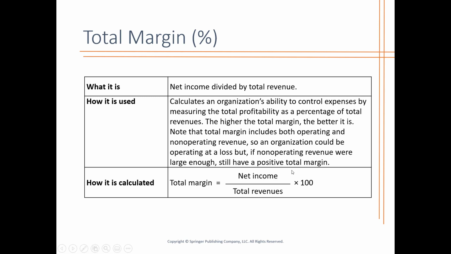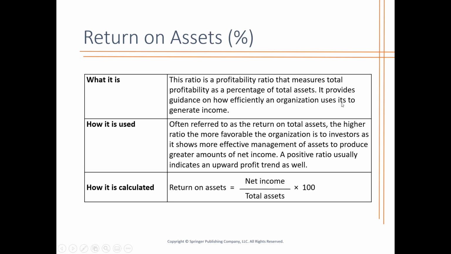Then we move on to a total margin percentage. This is net income divided by total revenue. This calculates the organization's ability to control expenses by measuring the total profitability as a percentage of revenues. The higher the total margin, the better. Please note that the total margin includes both operating and non-operating revenue. So an organization could be at an operating loss, but if non-operating revenue were large enough, you would still have a positive margin. So the way you calculate this is net income divided by total revenues times 100.